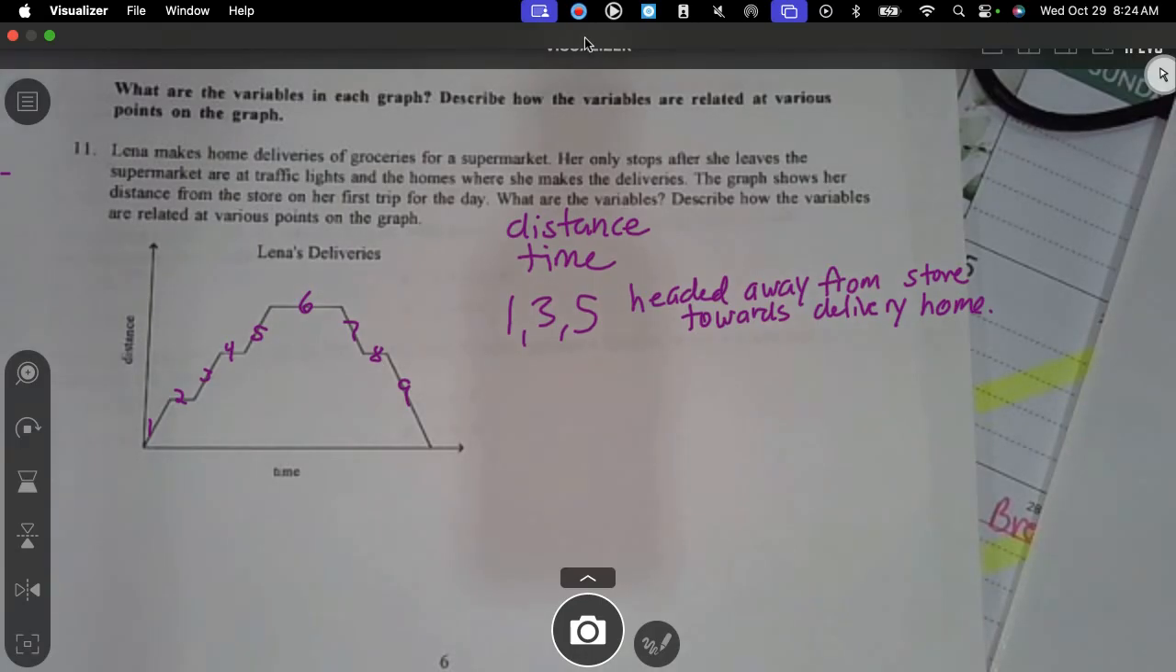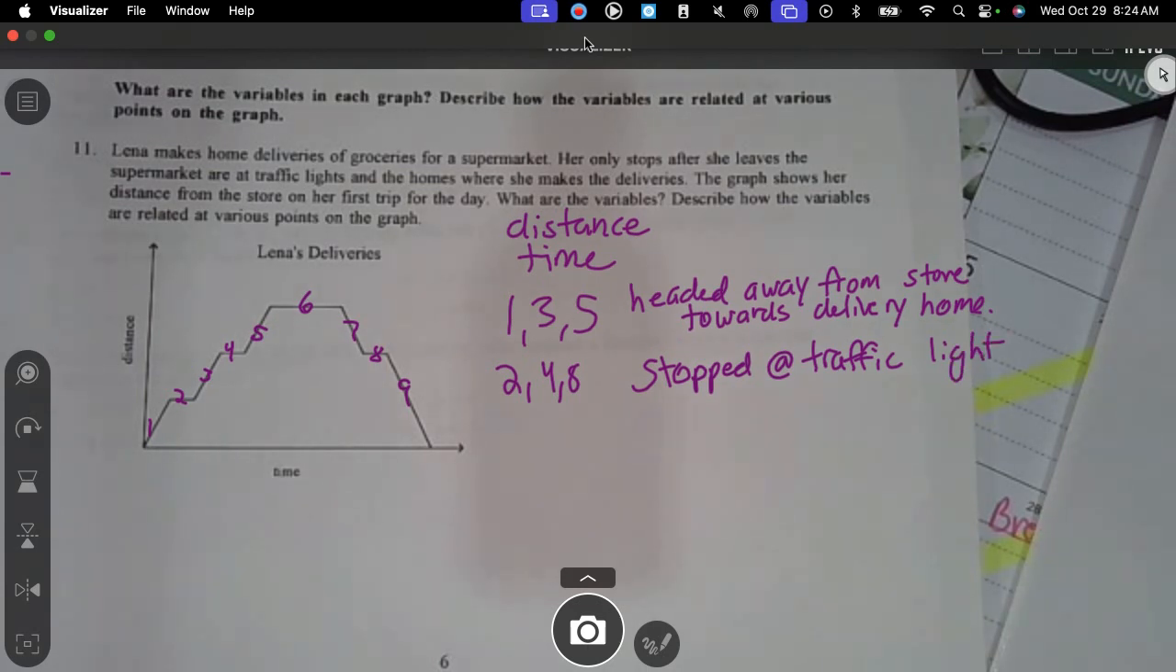All right. What's happening at 2, 4, and 8? Because those are all little small stops. What's happening at 2, 4, and 8? Red lights. Yeah, traffic lights. 2, 4, and 8 stopped at traffic lights. Stopped at traffic light.